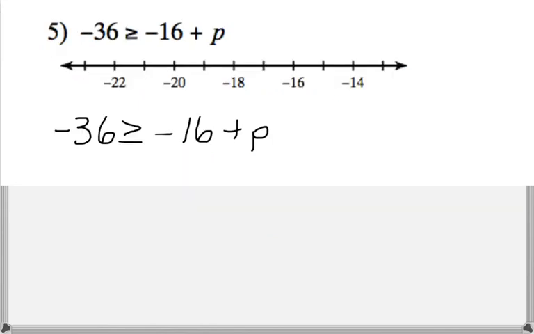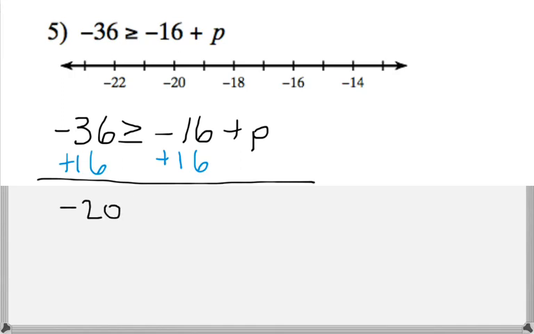Here we have negative 36 is greater than or equal to negative 16 plus p. What's preventing that p from being by itself? That minus 16. You undo minus 16 by adding 16 to both sides. That is going to give us negative 20 is greater than or equal to p. If it's easier to look at with the p on the left, go ahead and just write it that way.